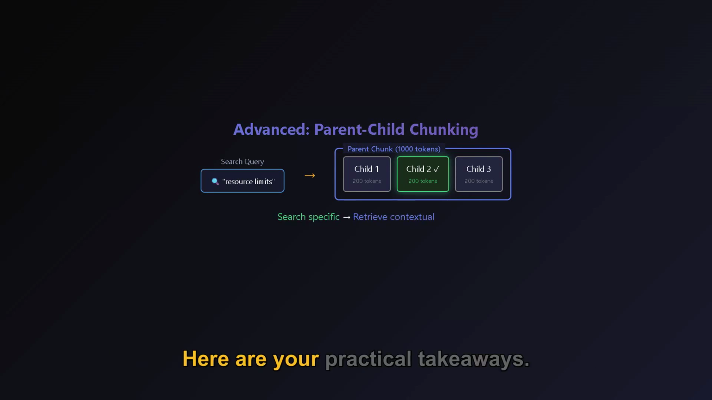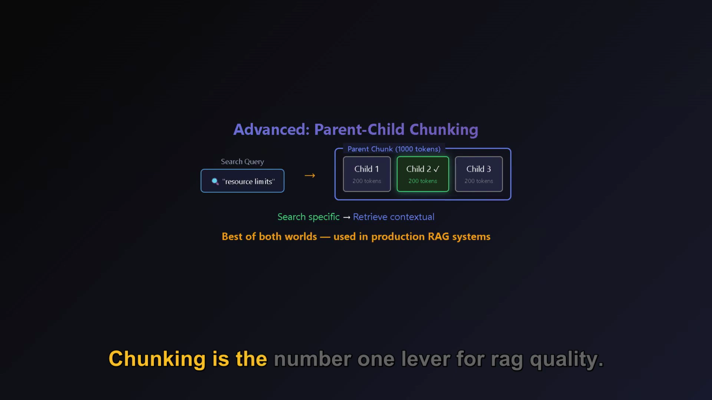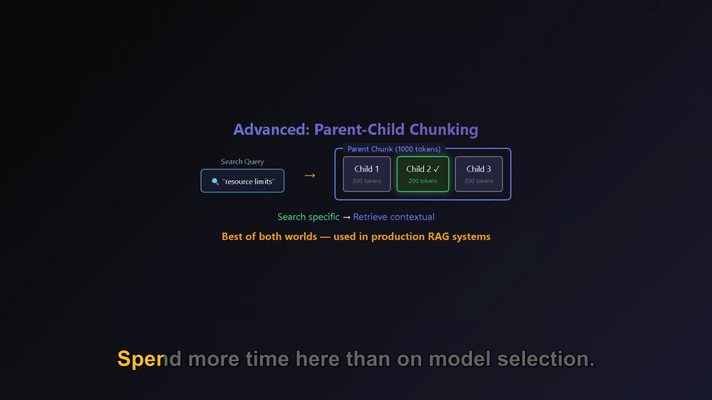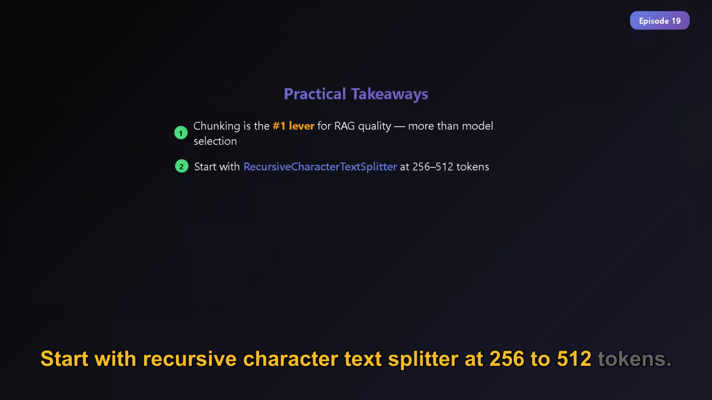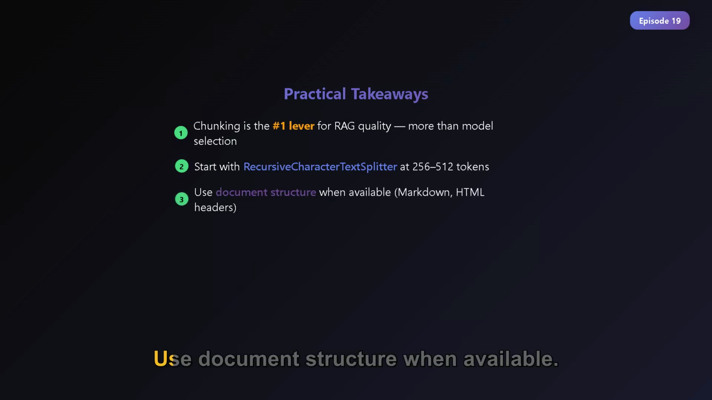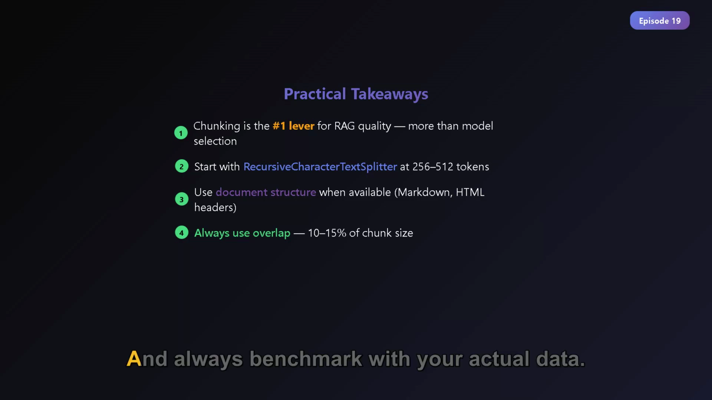Here are your practical takeaways. Chunking is the number one lever for RAG quality. Spend more time here than on model selection. Start with RecursiveCharacterTextSplitter at 256 to 512 tokens. Use document structure when available. Always use overlap, and always benchmark with your actual data.